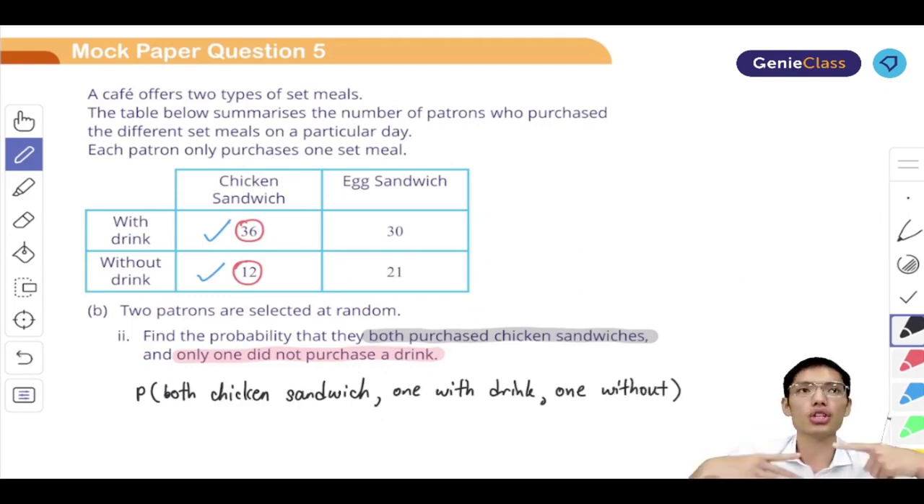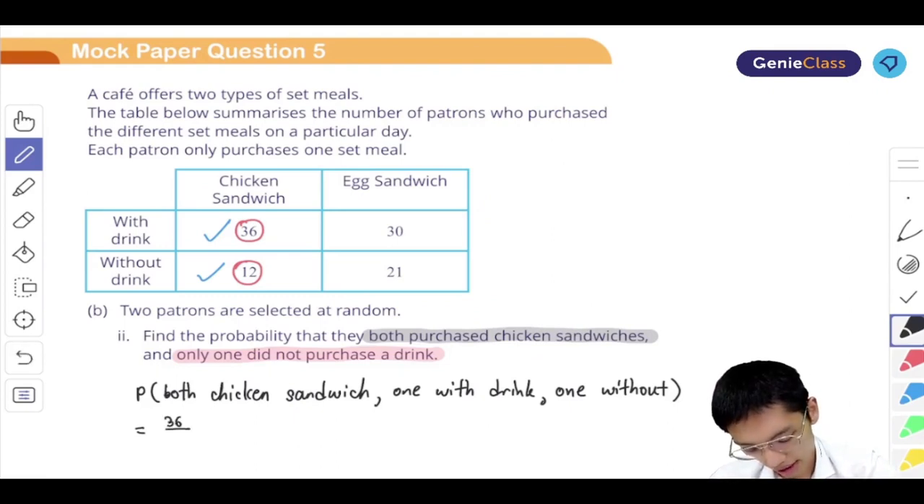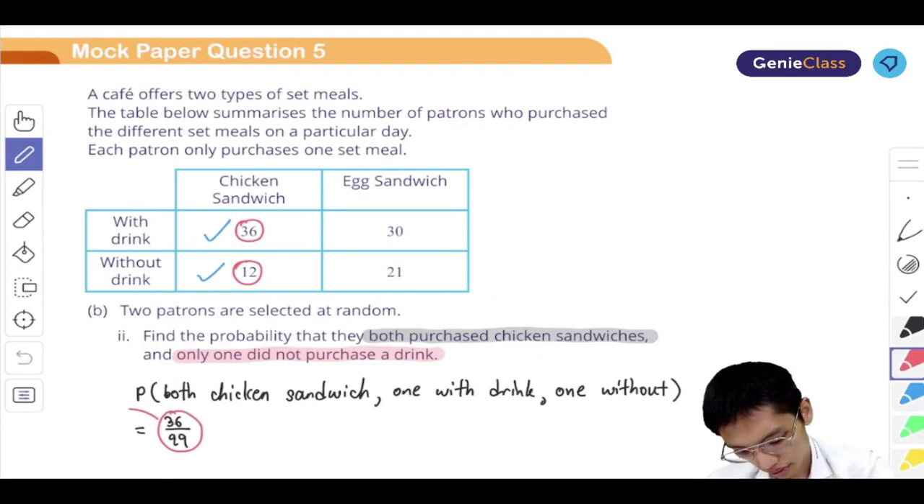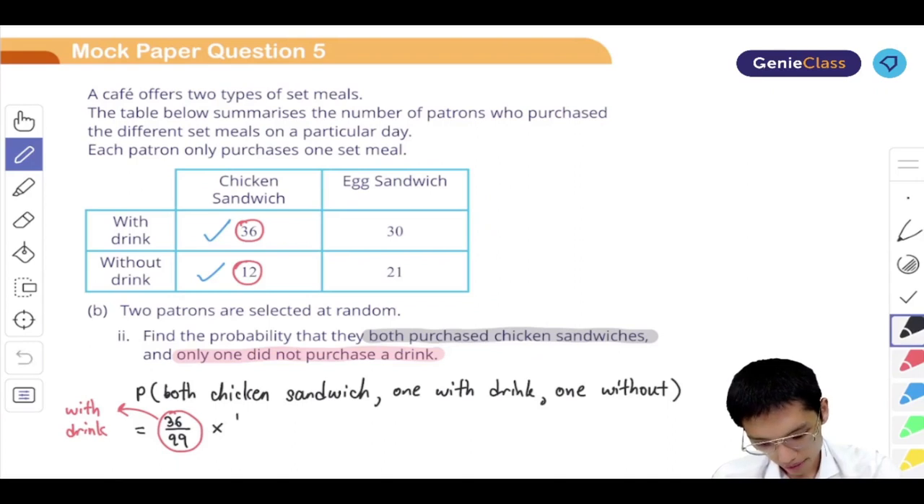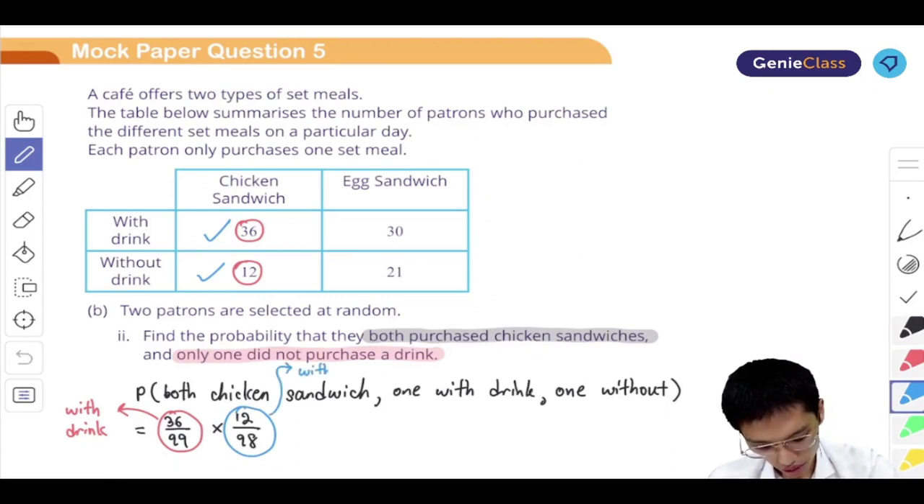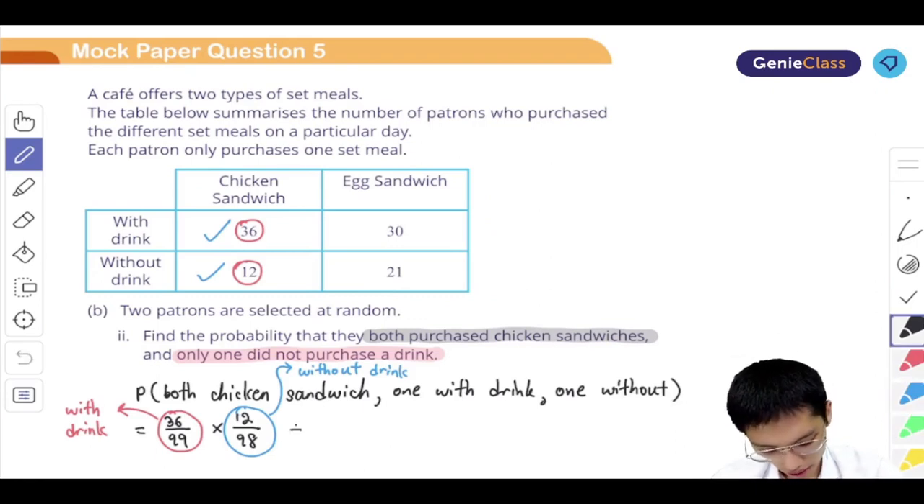But you realize there are such questions where it's hard to draw. So try to decipher one with drink. With drink is how much? 36, total number 99. So this is with drink. And the other one is without drink. But take note, the person reduces by 1, so it's multiplied by 12 over 98. So this is without drink. But of course, this is not one way because I can pick it the other way around: without drink and with drink. So switch it around.